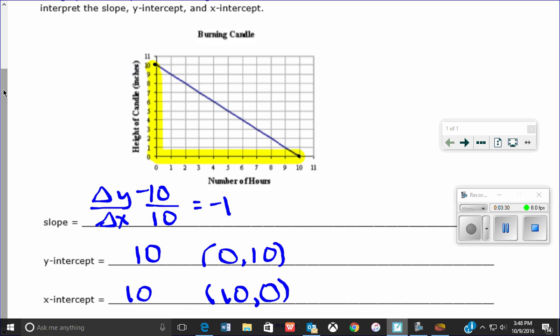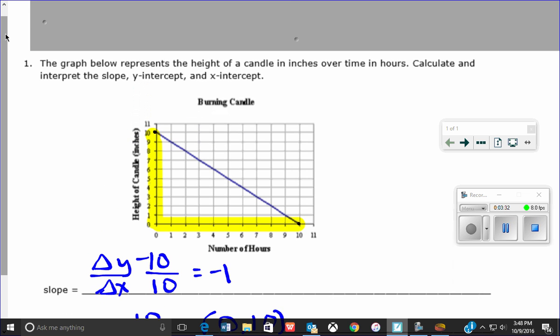Okay, so the only thing we have left is to interpret the slope. So when you're interpreting the slope, what you need to do is start with what is in the y-axis. What wording do we have over here? That's dependent on the wording down in the x-axis. So the wording over here on the y-axis is height of candle. So that's where we would start when we are interpreting the slope.